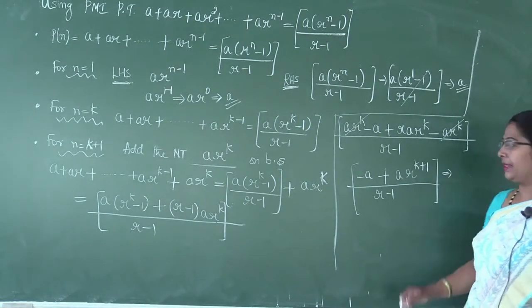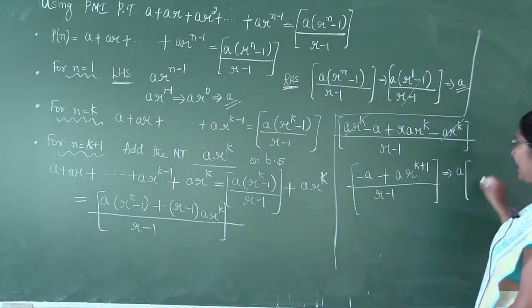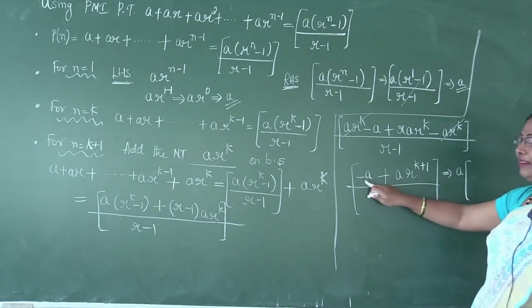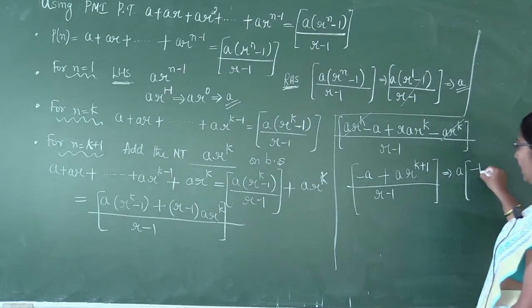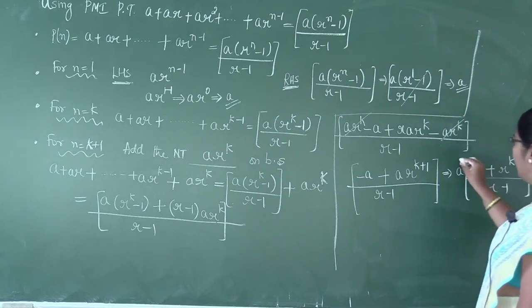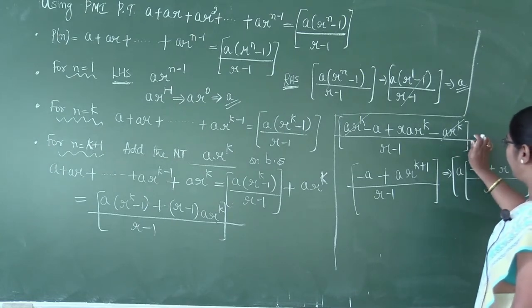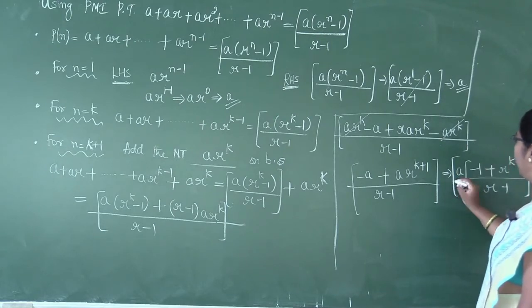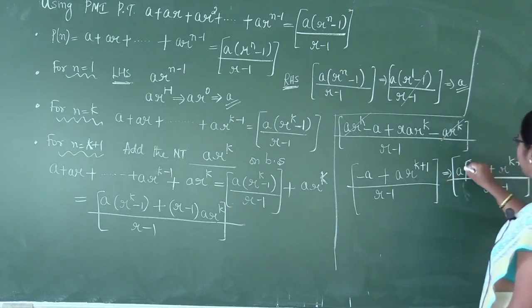Now what is common in the numerator? A is common in the numerator. I shall take out A. What is left out? Minus 1 plus r power k plus 1, whole thing divided by r minus 1. This is in the numerator.